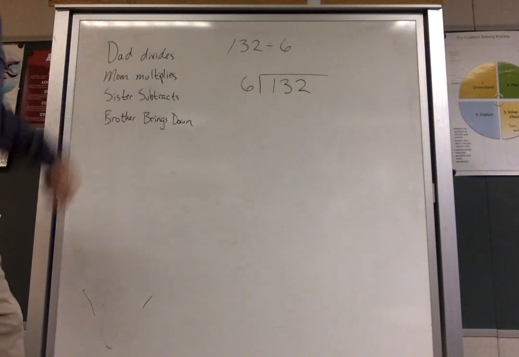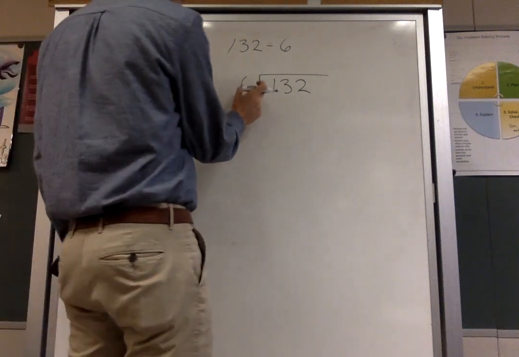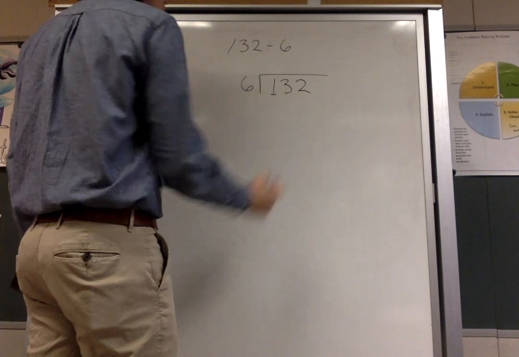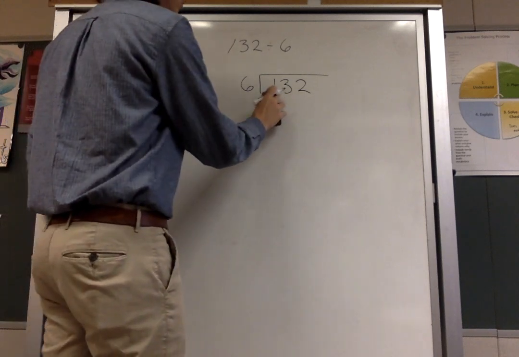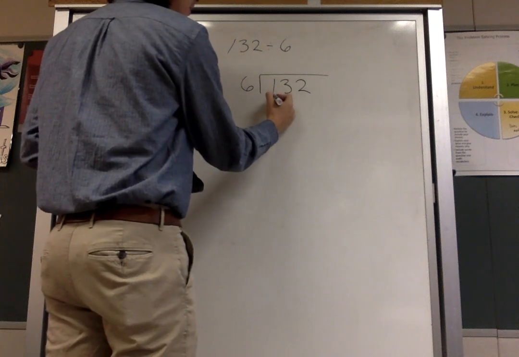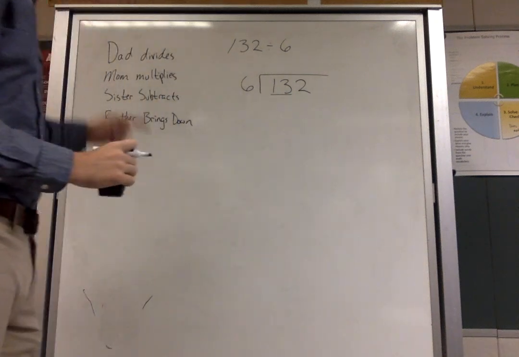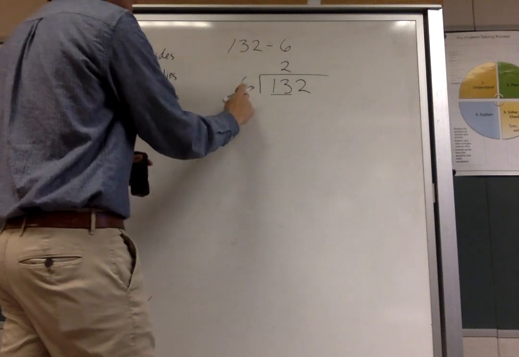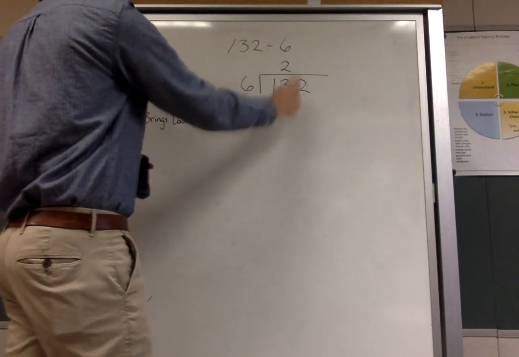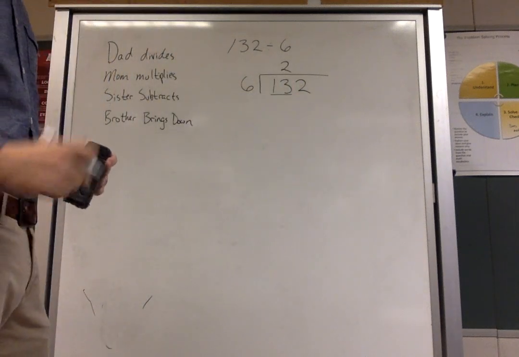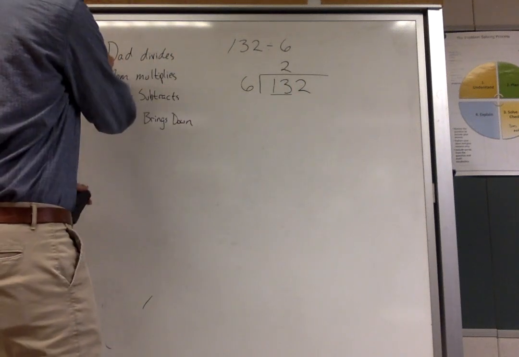So dad divides. So first thing we want to do is see how many times can 6 go into the hundreds place. Now, 6 can't go into 1, so we're going to move over to the tens place. How many times can 6 go into 13? It can go in 2 times. So we want to keep track of our place values. So if we were seeing how many times 6 could go into 13, we put that 2 above the tens place there. And from here, we just did dad divides.